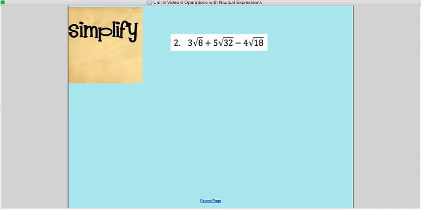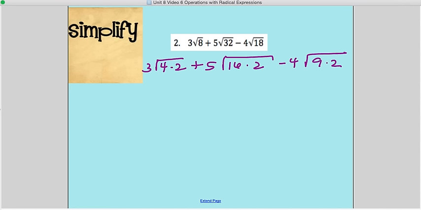Example 2, same type of idea. Let's go ahead and start breaking it down. I know that 8 can be broken down into 4 times 2. Square root of 4 is 2, so we have that. So I'm going to try and see if 32, what is 32 divided by 2? It's 16, so 16 times 2. Minus 4 times, what's 18 divided by 2? It's 9 times 2. So sometimes they're going to work out fairly nicely for you. So if you see what's going to be left underneath, you can try and divide by that number.